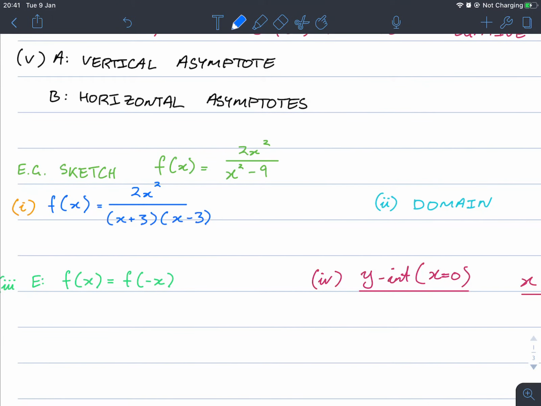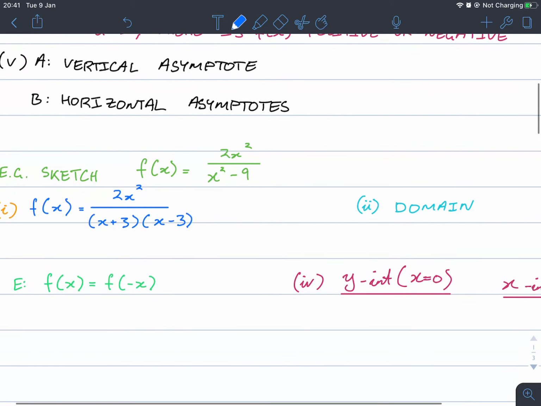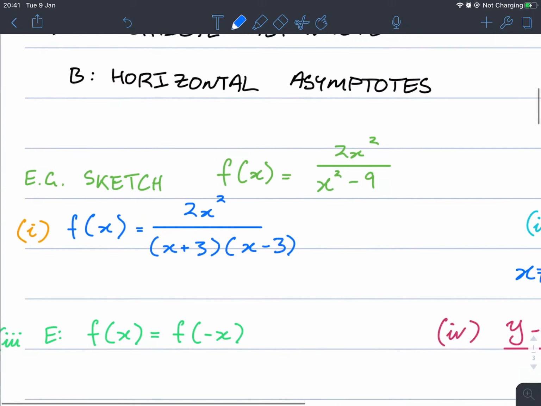So from here we can see that if x in this denominator here were to be equal to negative 3, negative 3 plus 3, we'd have a negative denominator. Sorry, a 0 denominator. Because negative 3 plus 3 is 0. And we cannot have a 0 denominator. So we have our first limitation there at x is equal to negative 3. So x cannot equal negative 3.